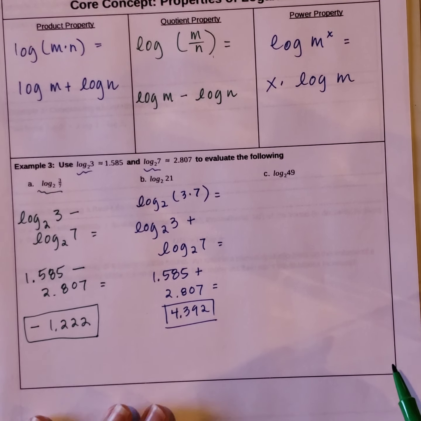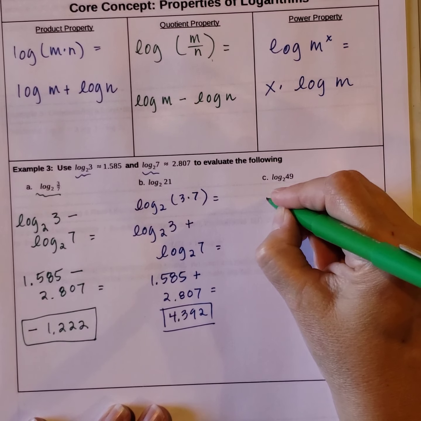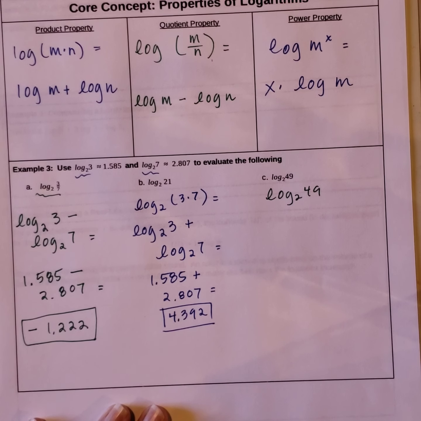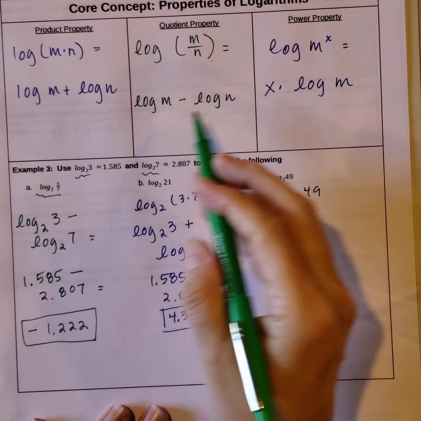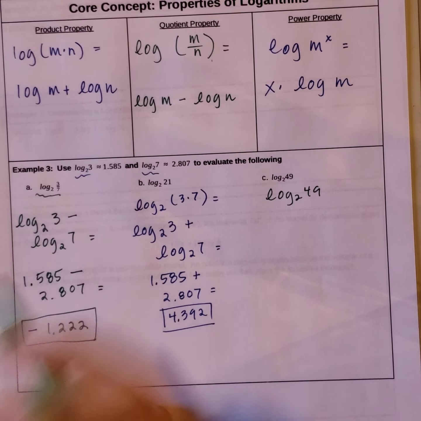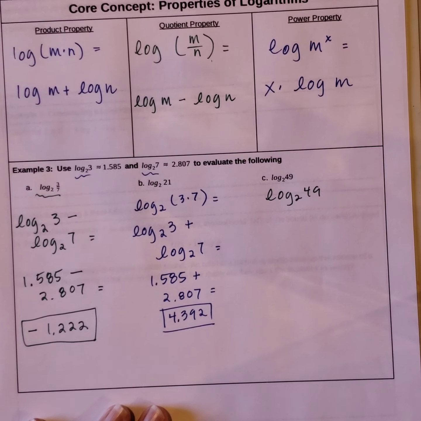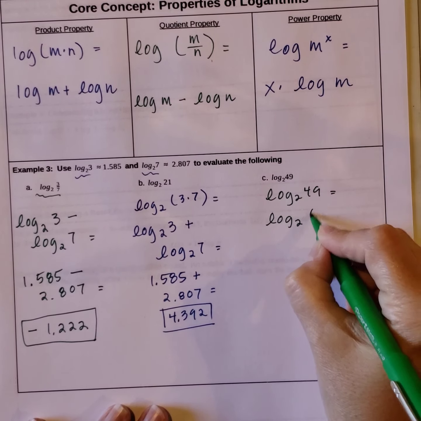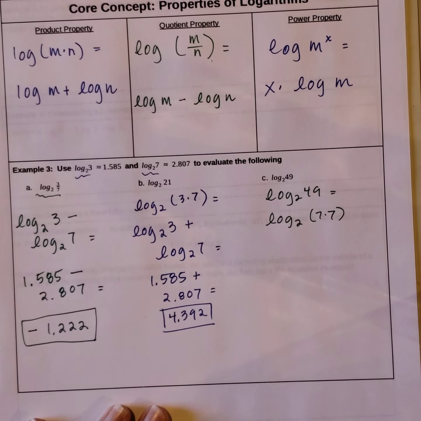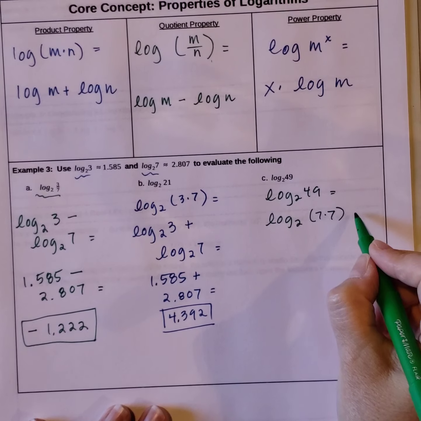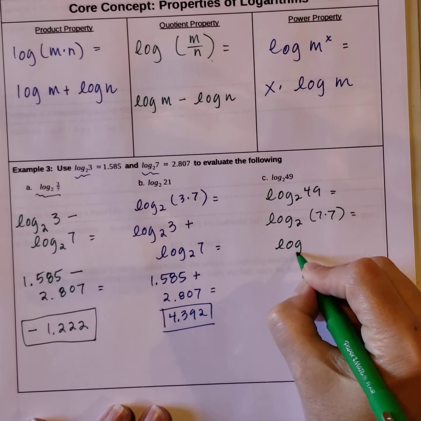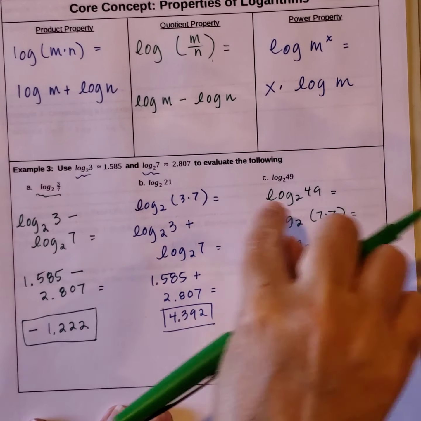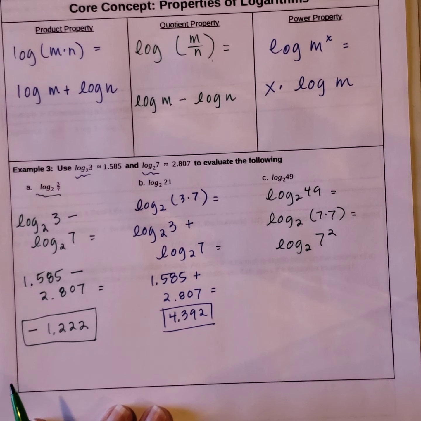All right, log base 2 of 49. I'm looking at this, and it doesn't look exactly like any one of these properties. 49 is 7 times 7, so log base 2 of 7 times 7. It looks like the product property. I could also write that as log base 2 of 7 squared. Now it looks like the power property. Either one of these should give us the same answer.